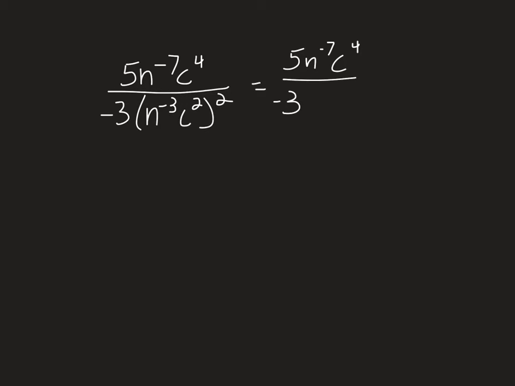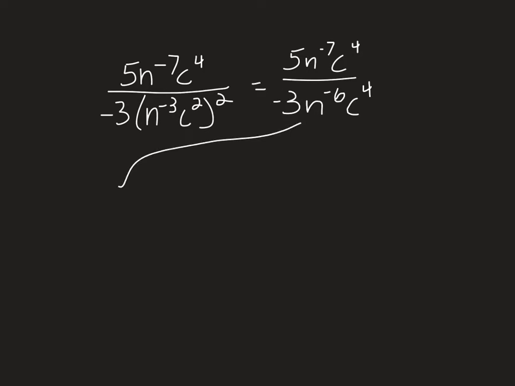And to do that, that is a power to a power, so the rule says I'm going to multiply the exponents. So I'm going to take negative 3 times 2 to get negative 6. And then for the power of c, I'm going to take 2 times 2 to get 4. Alright, and then from here, we can start simplifying our fractions.